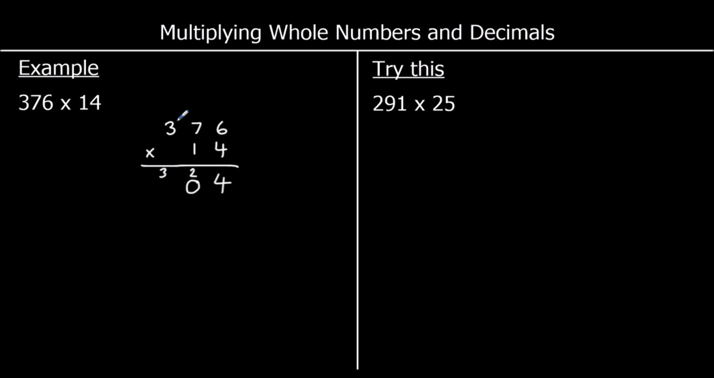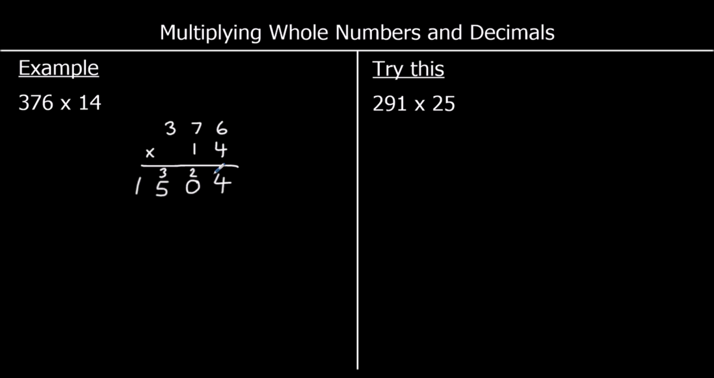And in the hundreds, I've got 4 times 3, that's 12, plus the 3 I've carried over is 15. So the 5 goes in the hundreds. I carry 1 over into the thousands. There's no multiplication in the thousands, so I've just got the 1 there.